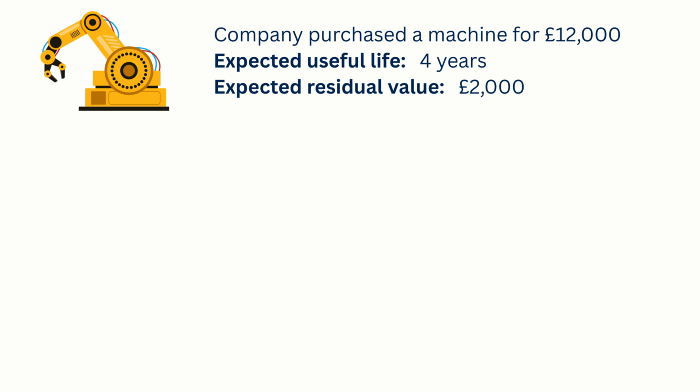A company buys a machine for £12,000. It is expected to be used for 4 years, and at the end of its life, its residual value should be £2,000. So straight away, we identify the amount that will actually be depreciated. We do not depreciate the full cost. We only depreciate the part that will be consumed over time.